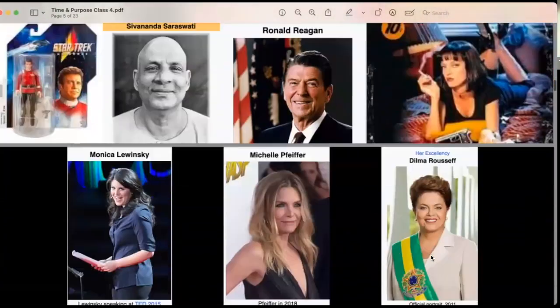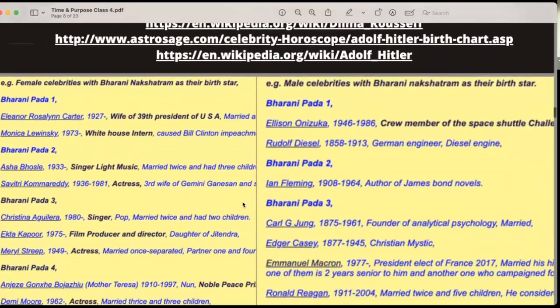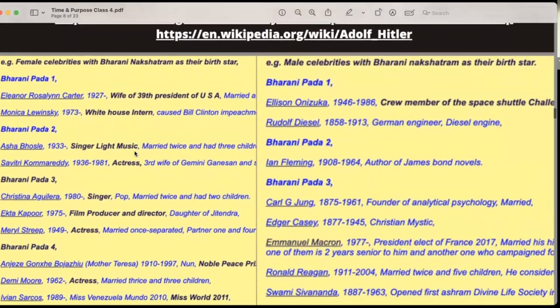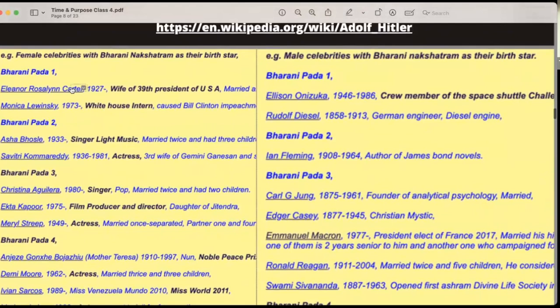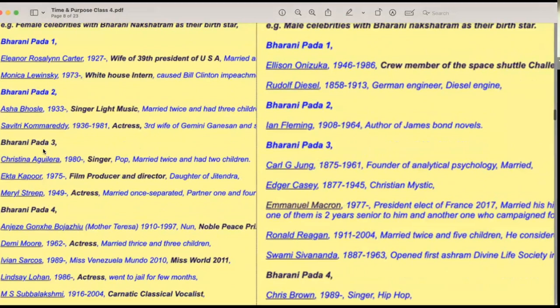In the next slide, you can go and click. It's with the link there. For several people that were born in bharaNI, I took two, and the same for Purva Palguni and Purva aShaDhA. It will appear like this on the website, okay? bharaNI pada one for female celebrities, bharaNI pada two, pada three, pada two, pada three, pada four, and so on, okay?